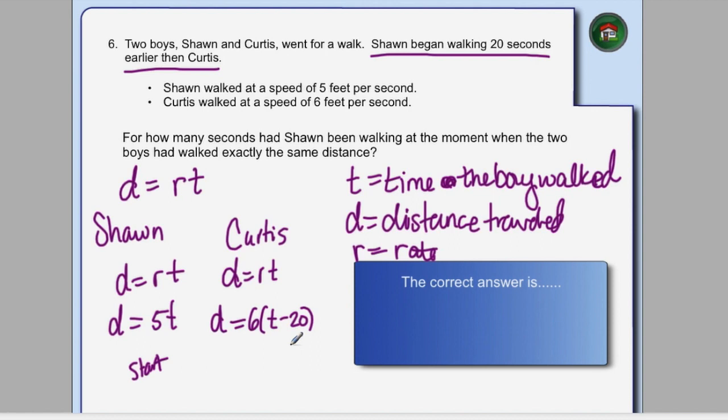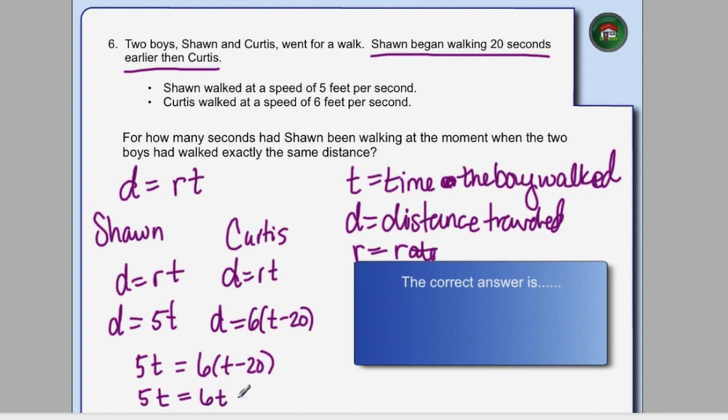So what does that mean? Well, if the clock has been going for 30 seconds, so if the clock started and 30 seconds had passed, how long does that mean that Curtis had been walking? And the answer to that would be 10 seconds because he started 20 seconds later. Okay. All right, now, what does that mean? So to solve when they would have walked the same distance, you could set Sean's distance equal to Curtis's distance. And then just do the math there.